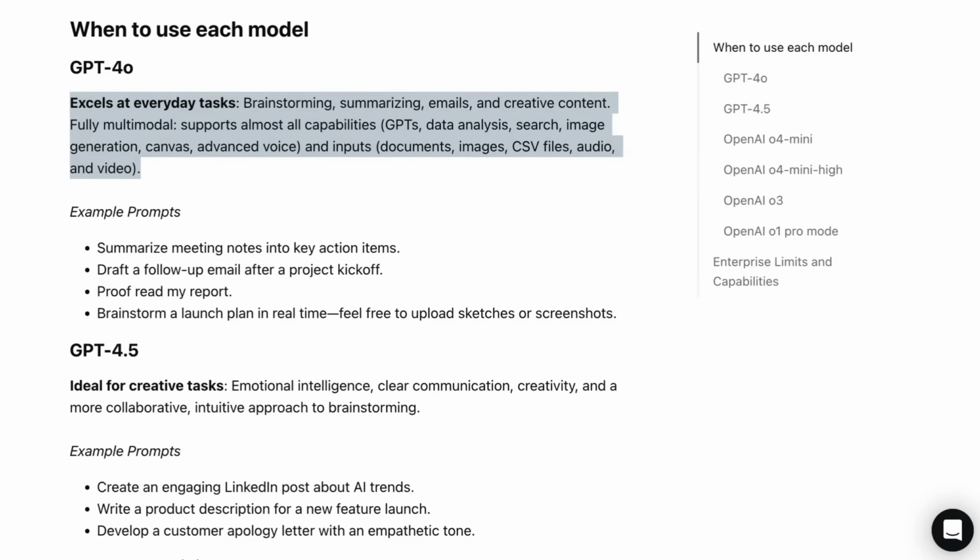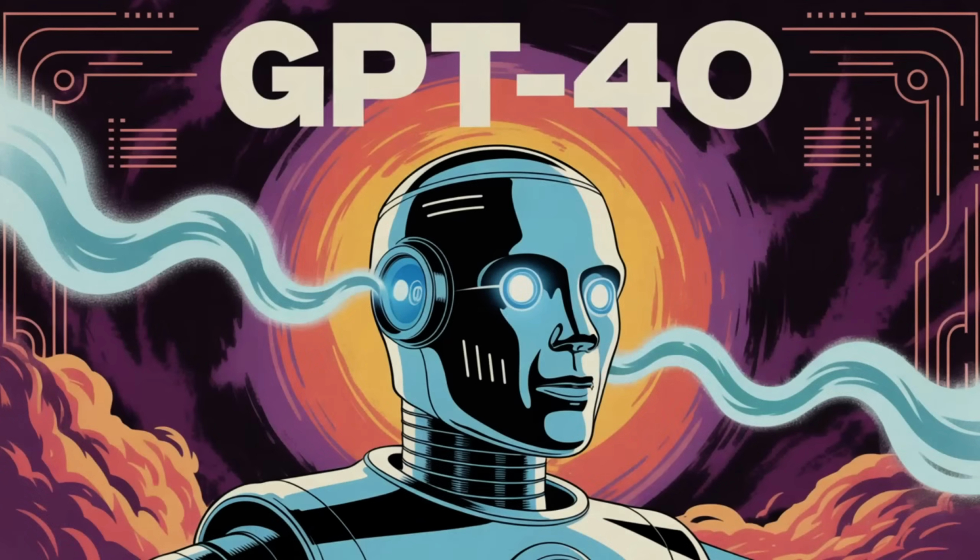It's the one that you're going to use day in and day out for your most common tasks. The example prompts that OpenAI provides for GPT-4o include summarizing meeting notes into key action items, drafting a follow-up email after a project kickoff, proofreading a report, and brainstorming a launch plan in real time.